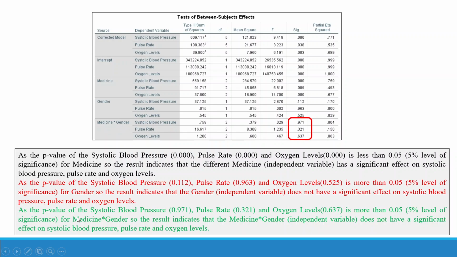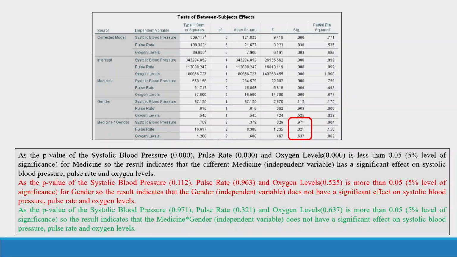Medicine with gender, as a p-value of systolic blood pressure, this one, pulse rate, and oxygen level is more than 0.05. So it indicates that the interaction term does not have a significant effect on systolic blood pressure, pulse rate, and oxygen levels.